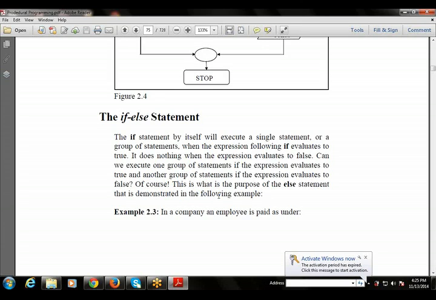Till now we have discussed only one scenario, that if the condition is true, then the output comes, otherwise the output will not come. But the next scenario is, if the condition is true, then one statement will be executed, otherwise the next statement will be executed.